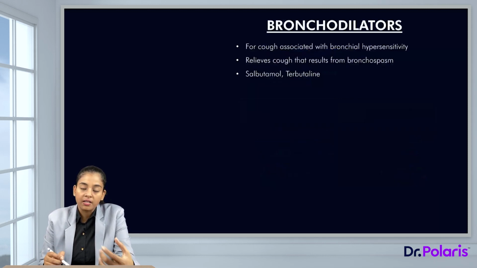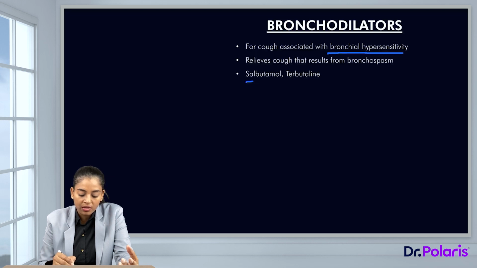The bronchodilators, which we saw, the drugs used for asthma, can also be used along with cough when the cough has associated bronchial hypersensitivity. The bronchodilators that can be used are salbutamol or terbutaline. They relieve cough that results from bronchospasm.